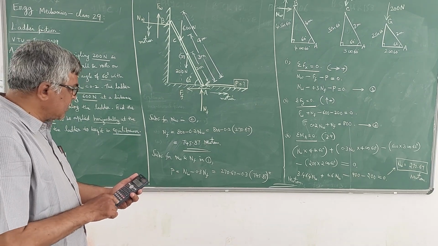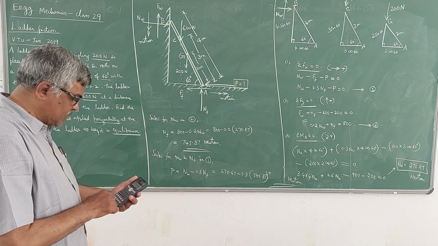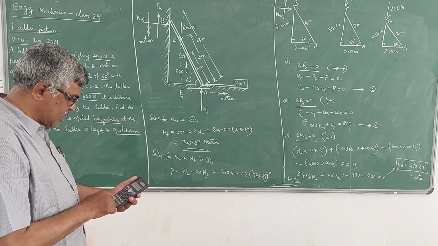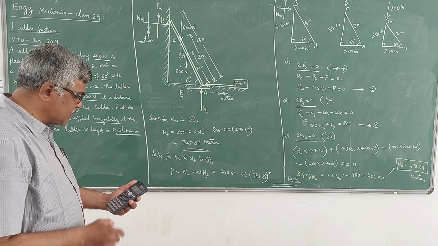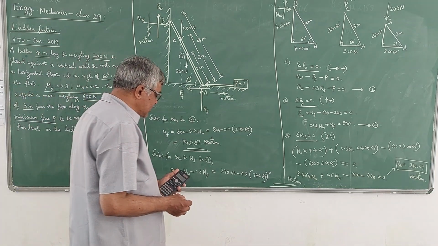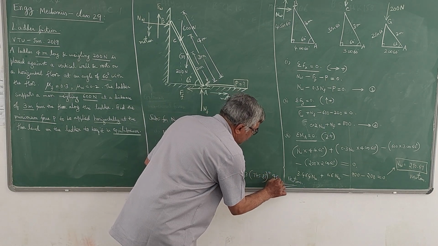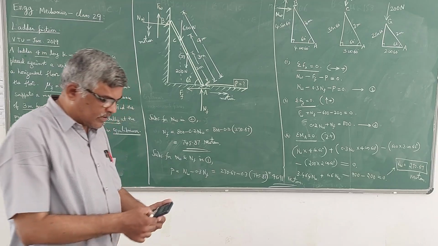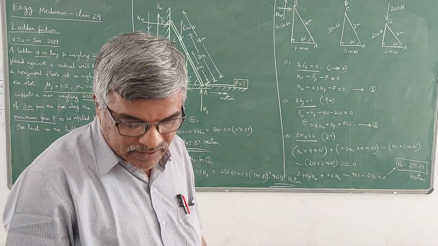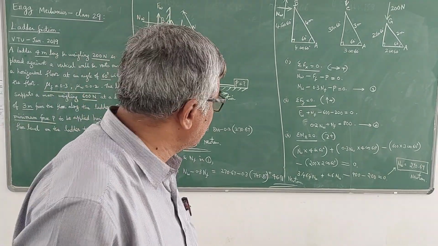270.67 minus 0.3 into 745.87 comes out to be 46.91 newtons. That is the minimum force that has to be applied on the ladder to keep the ladder in equilibrium.